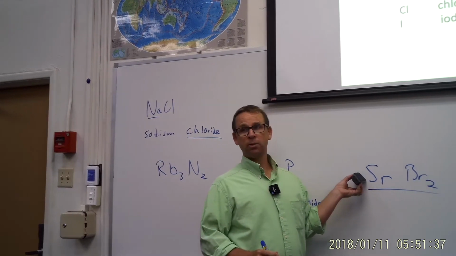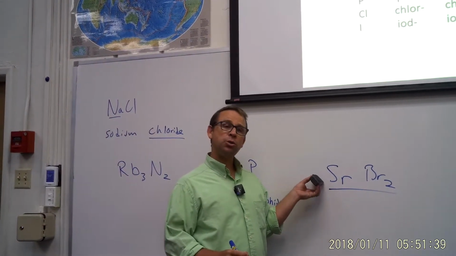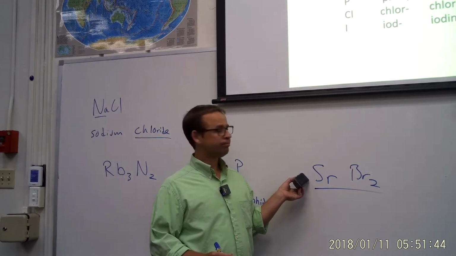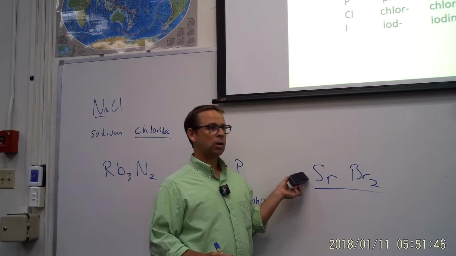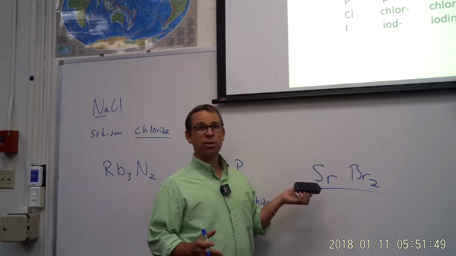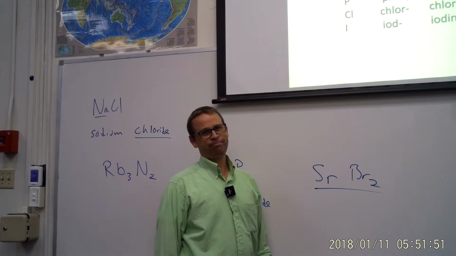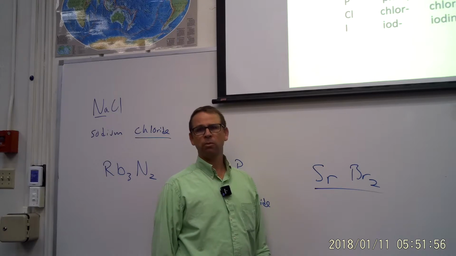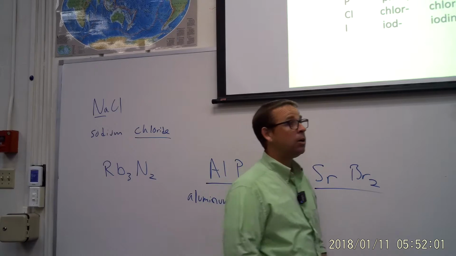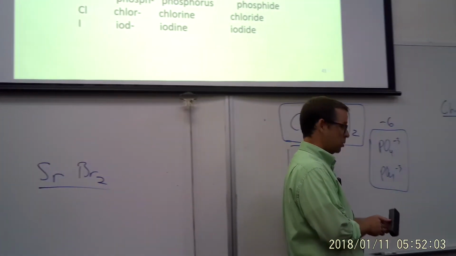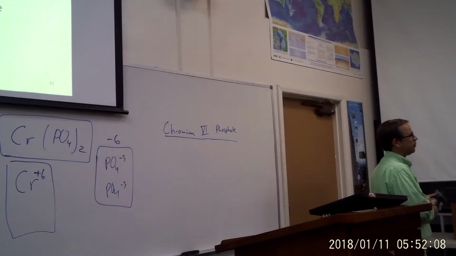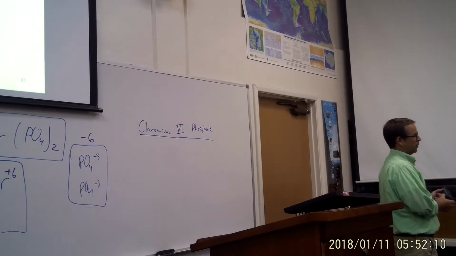Strontium bromide. Strontium bromide. Now, is this strontium 2 bromide or strontium 3 bromide? It's neither. It's just strontium bromide. Why is that? Why don't we have to call this one strontium 2 or strontium 3? Because it wants to become like a noble gas and lose 2 electrons, and bromide wants to get 1 electron, so we need 2 bromides. Okay.